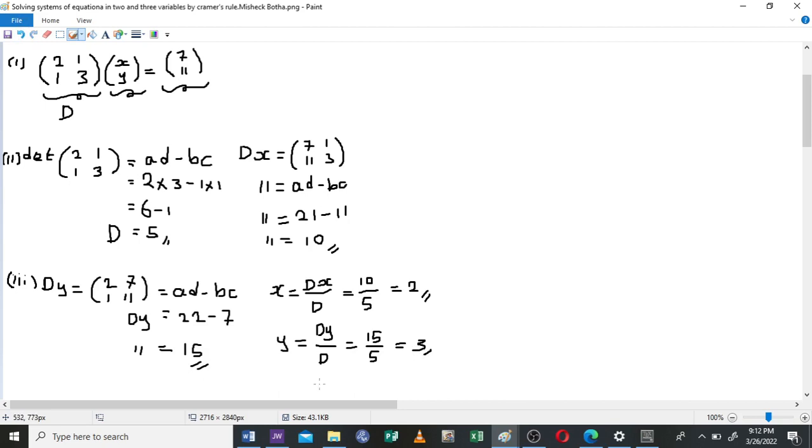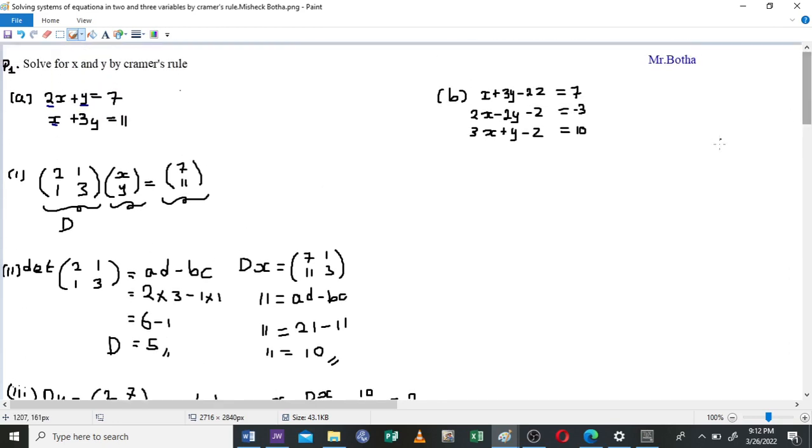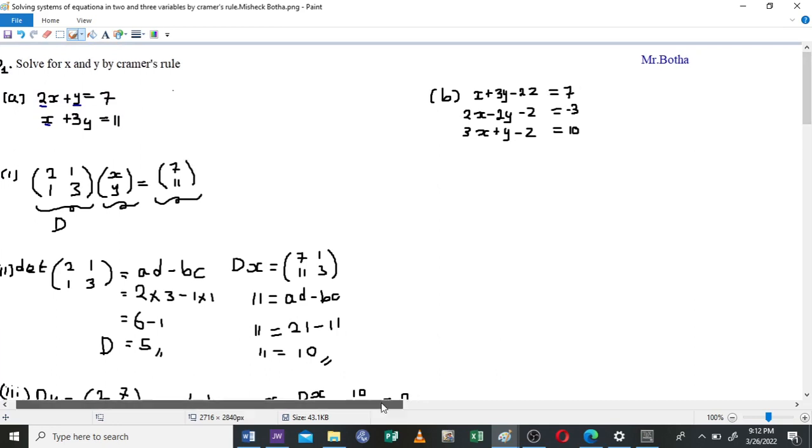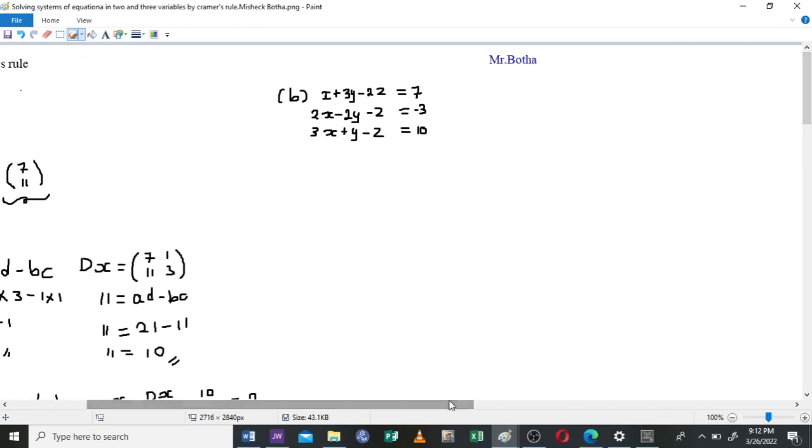So that means we have x is equal to 2 and y is equal to 3. So this is how we use Cramer's rule to find the values of x and y in a system of a 2 by 2 matrix, or in a system of two variables, that is x and y. Now let us apply the same thing to a 3 by 3 matrix.